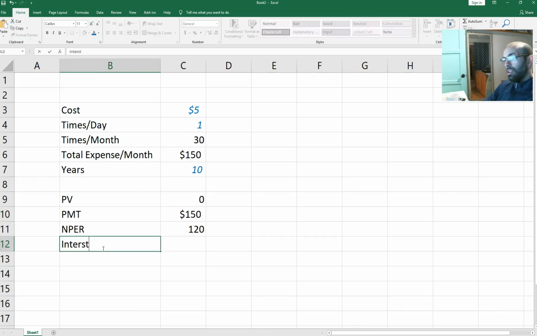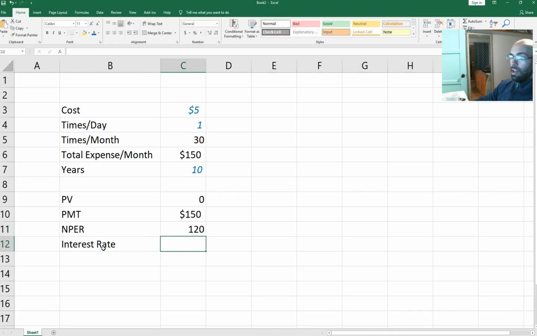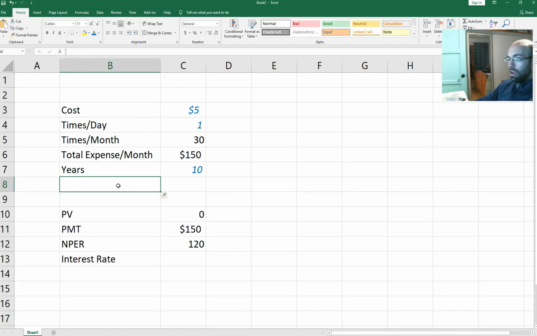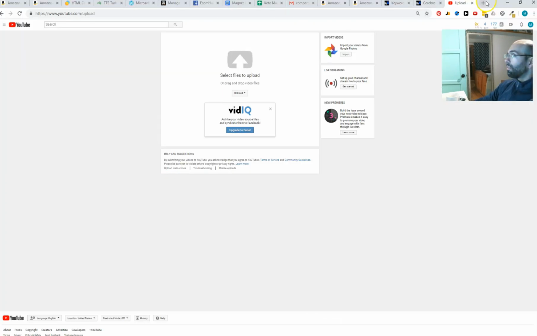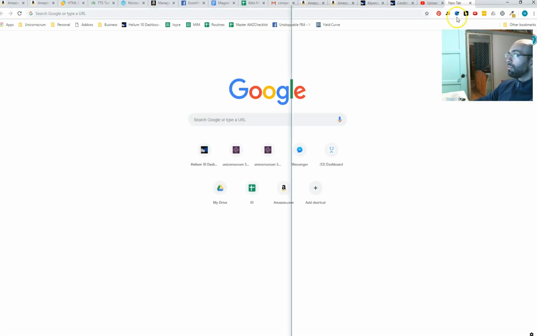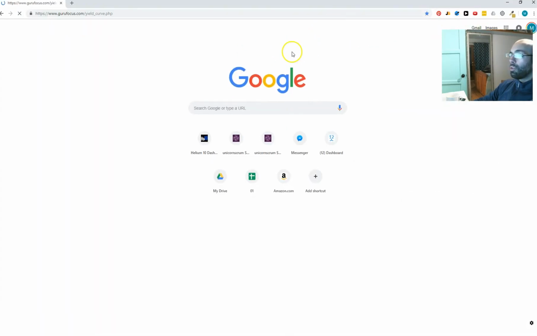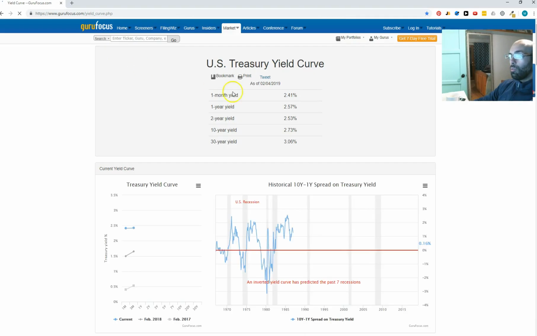Let's look at what interest rates are. So this is the lost opportunity cost of this cup of coffee. We could have invested it and earned a certain amount of interest. So for the interest rate, let's look at the yield curve, which will give us an example of what the rate is.